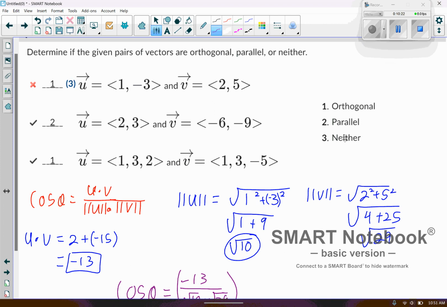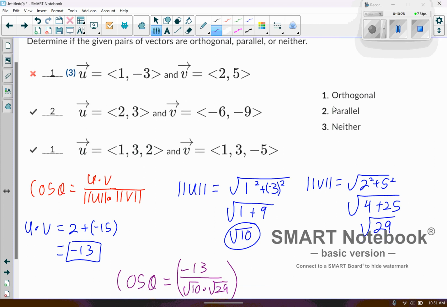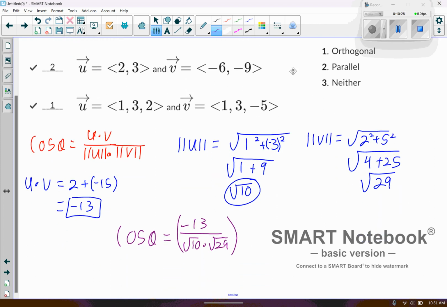So to get orthogonal, I'd have to get the 90 degrees. So, all right, I think that does it. If you have some others, just let me know.